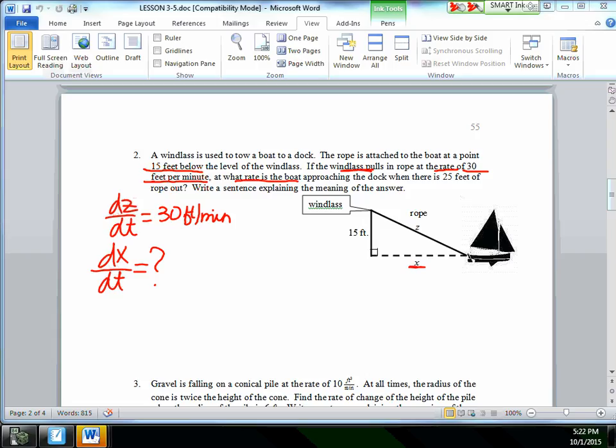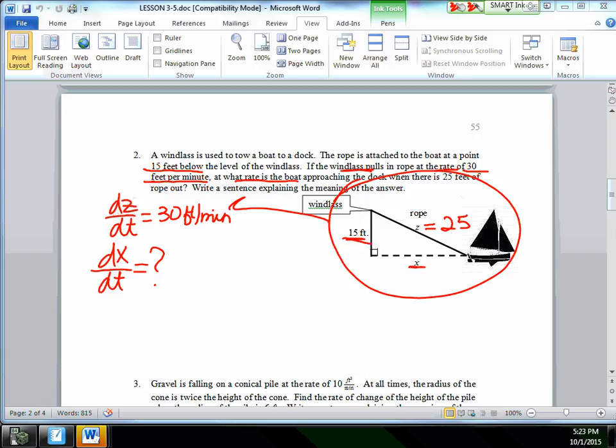Let's see. When there is 25 feet of rope out. So this would have to be 25 feet of rope. Then write a sentence explaining what your answer means. Okay, they were nice. They gave the picture. If they didn't have the picture, you probably would be pretty stuck and have no idea of where to begin. But since they have a picture here, looking at what you have and what you need to find, what type of equation relates all this together?